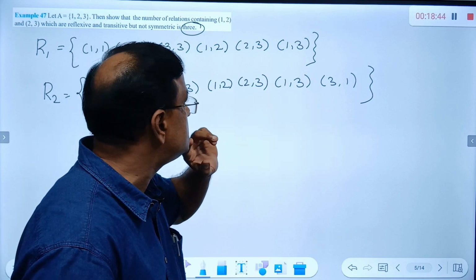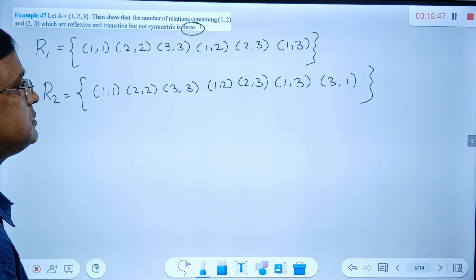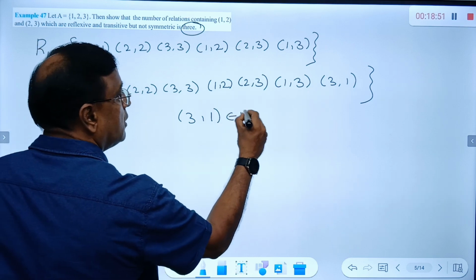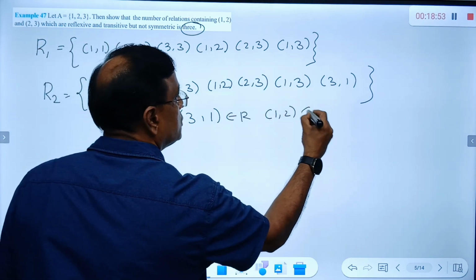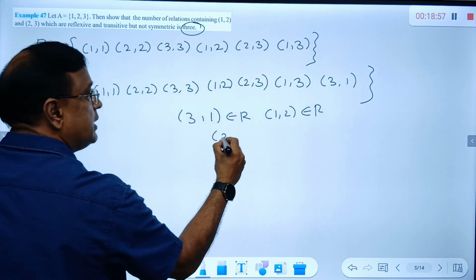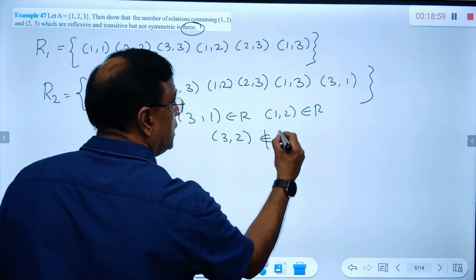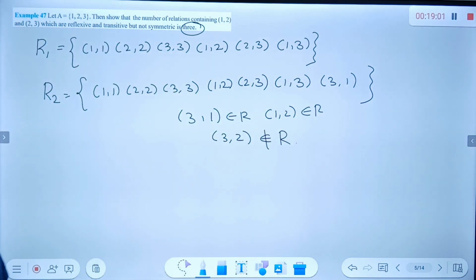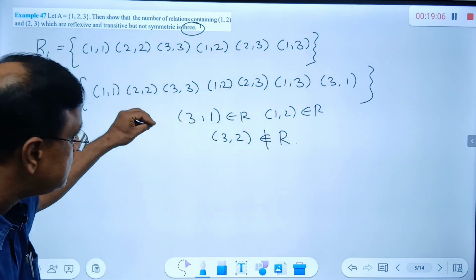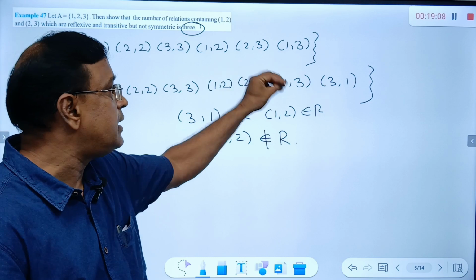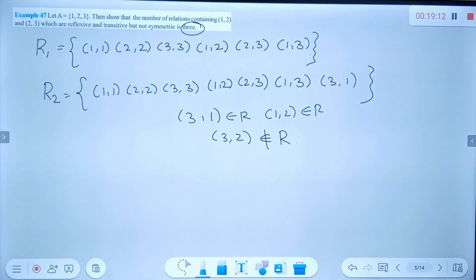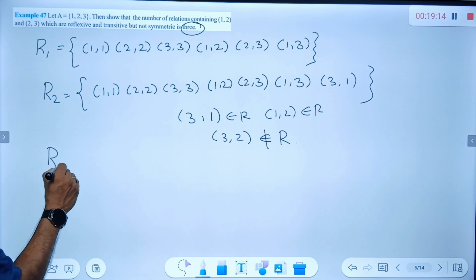Is it transitive? We have to figure out. (3, 1) belongs to R, (1, 2) belongs to R, correct? Definitely (3, 2) does not belong to R. So this is an example of a relation which is reflexive, not symmetric and not transitive, and it is different from R1. This is R1 and this is R2. So let us take R3.